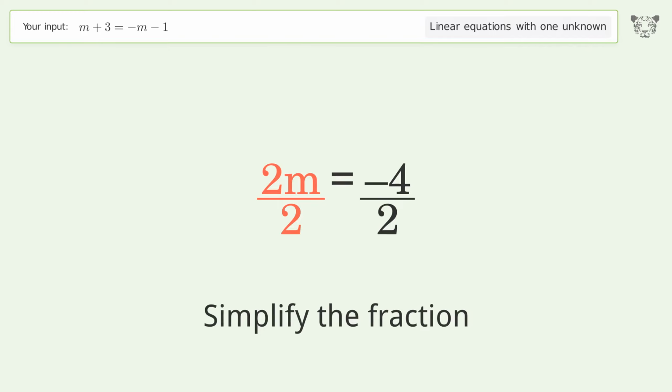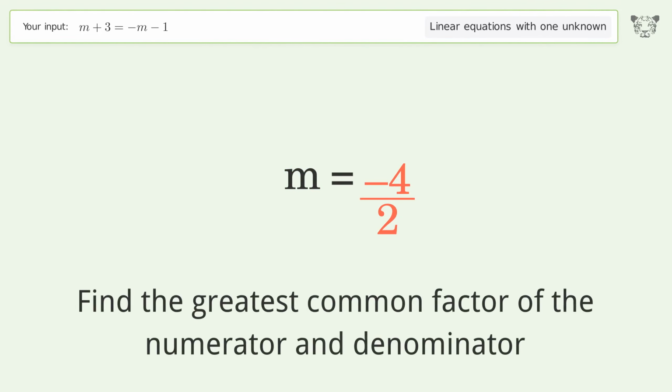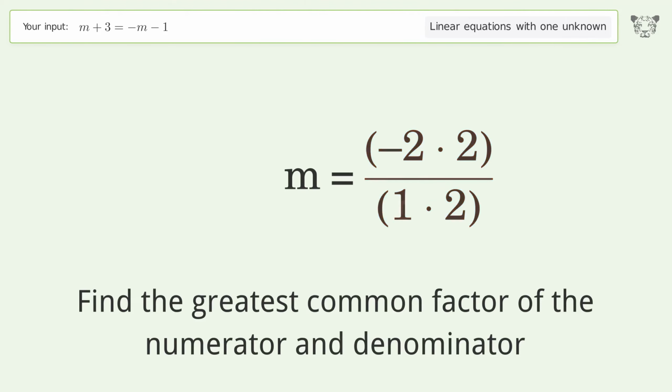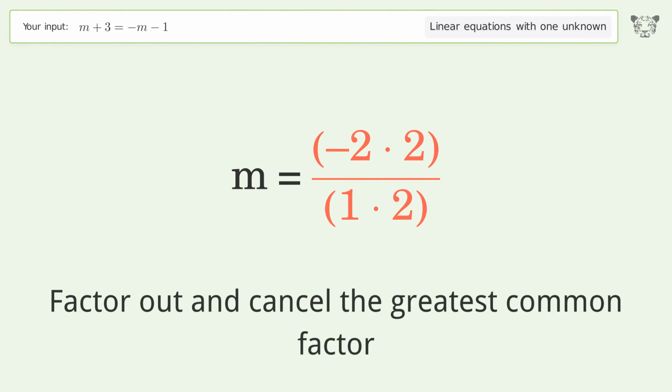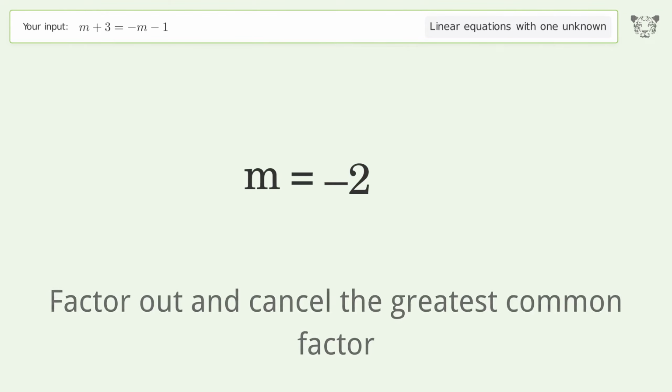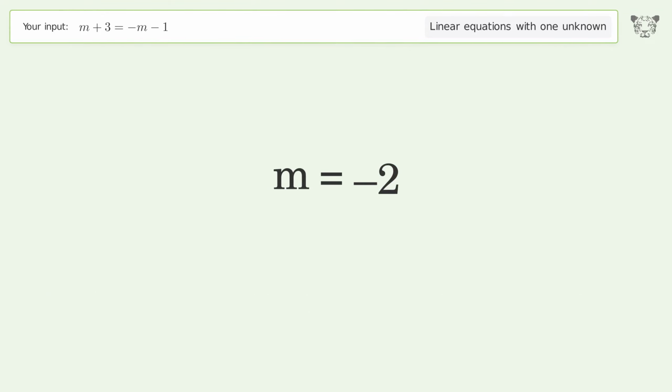Simplify the fraction. Find the greatest common factor of the numerator and denominator. Factor out and cancel the greatest common factor. And so the final result is m equals -2.